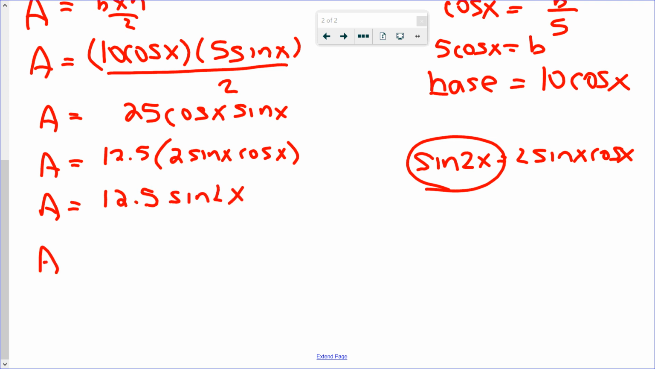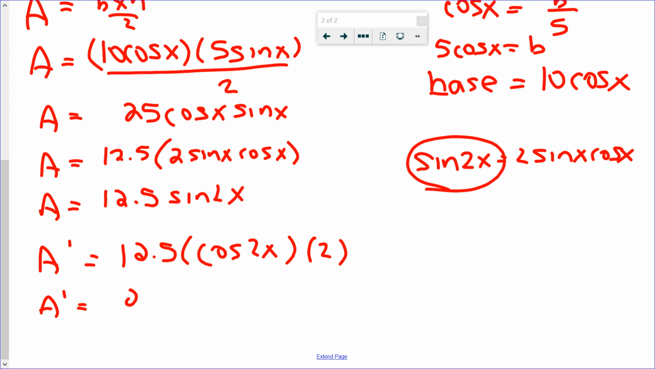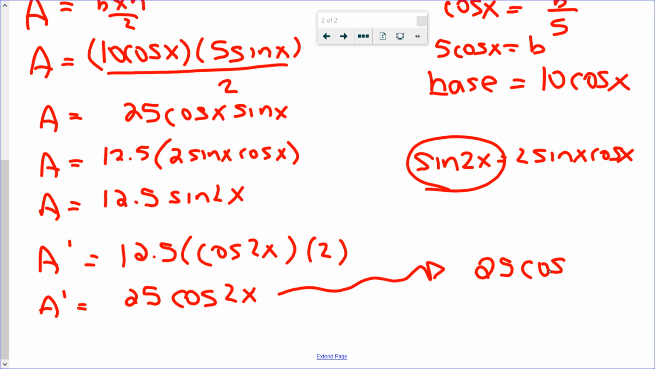Okay, so let's do the first derivative. So it's going to be 12.5 times the derivative of sine, which is cosine. And then I have a little chain rule because it's not just x, it's 2x, and the derivative of 2x is 2. So that means that my first derivative is 25 cos of 2x. And I'm going to set that to 0 to find out what my critical value is. So 25 cos of 2x has to equal 0. Divide both sides by 25, and I get cos of 2x equals 0.